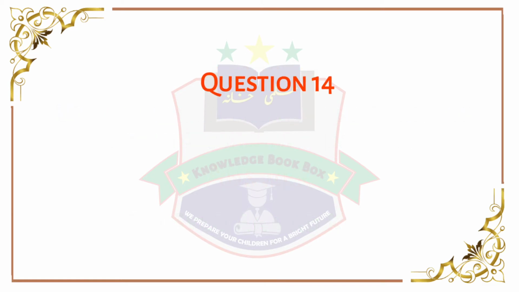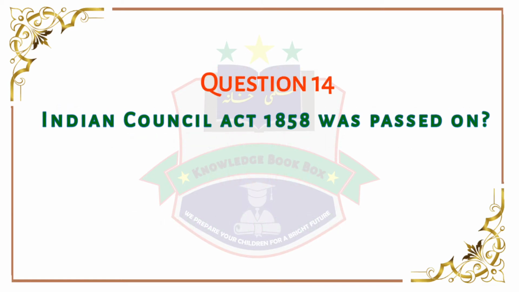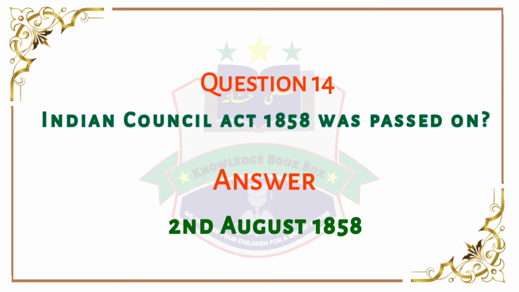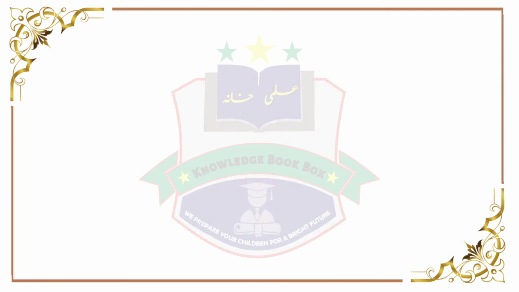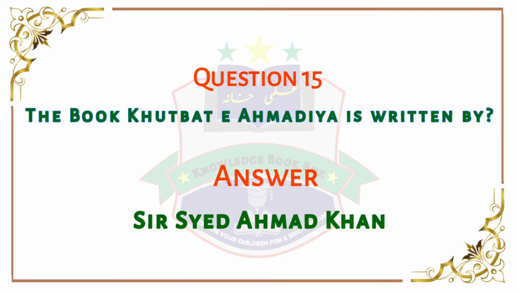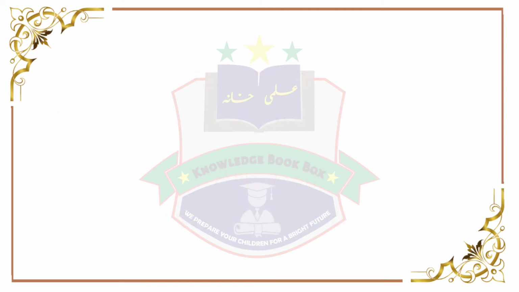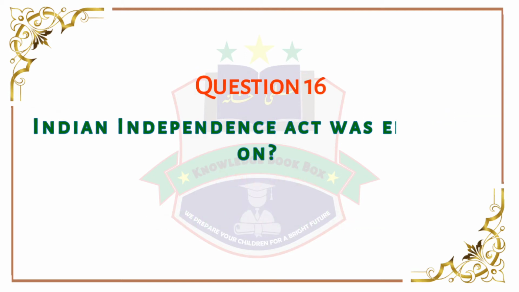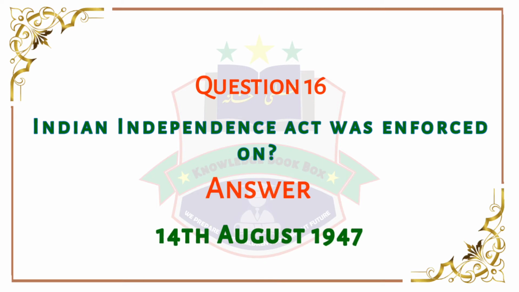Question number 14. The Indian Councils Act 1858 was passed on? Answer: 2 August 1858. Question number 15. The book Khutbat-e-Ahmadiyya was written by? Answer: Sir Syed Ahmad Khan. Question number 16. The Indian Independence Act was enforced on? Answer: 14 August 1947.